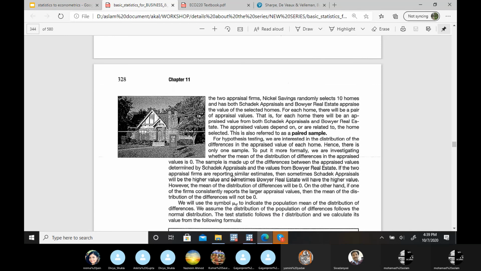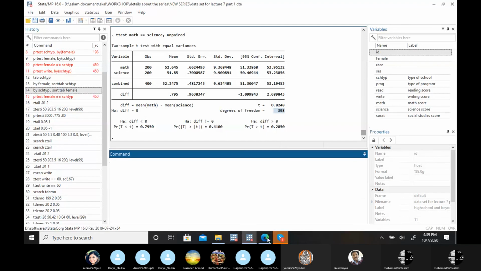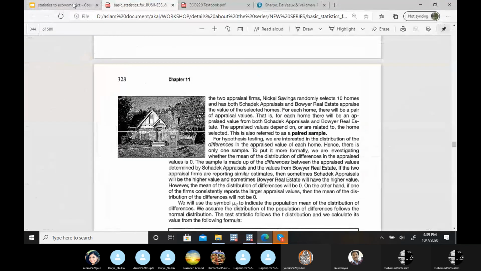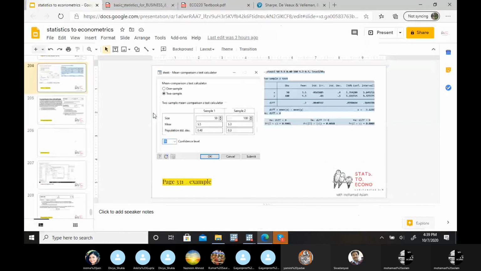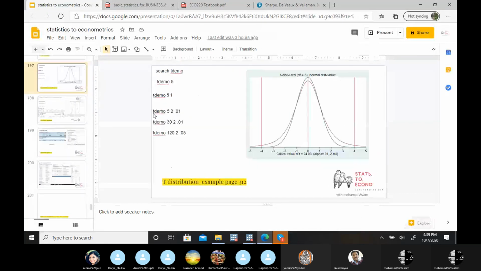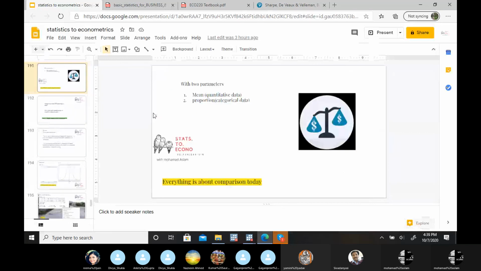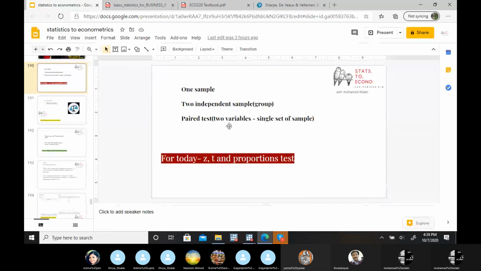Like in our example, the students are attempting both, right? Math and science. So this is not something independently calculated. So this is a paired kind of data set. So we can go with the paired. So this is your third case: paired test, two variables, single set of sample. So this is how you can use z-test, t-test, and proportions test.